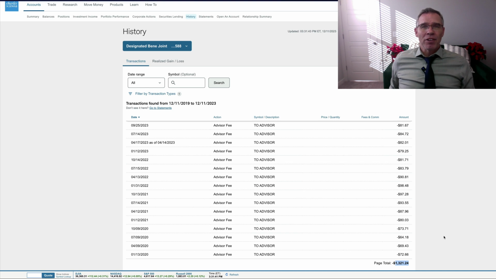Now that then begs the question, how much more money would I have in my account if I hadn't been paying that 1% advisor fee, because that's what I was paying? Now, it would not only be the $1,300 to potentially $2,000 that I paid them in fees, but what sort of return that $1,300 to $2,000 would have earned during that time.